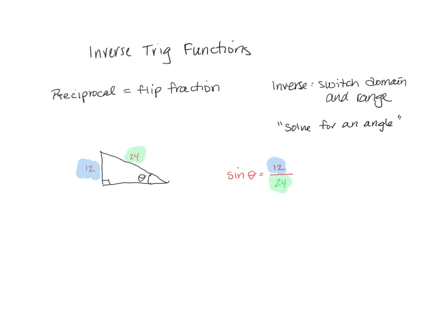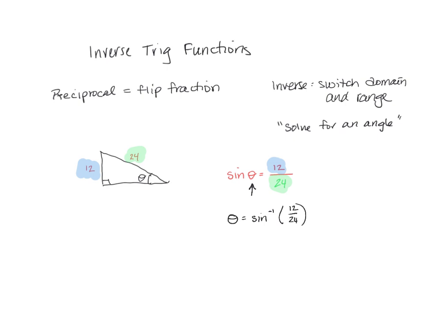Okay. The problem here is, notice that up until now, we always solved this. We knew this theta value, and we don't know that now. We need to find it. So we're going to rewrite this as theta equals the sine inverse of 12 over 24.